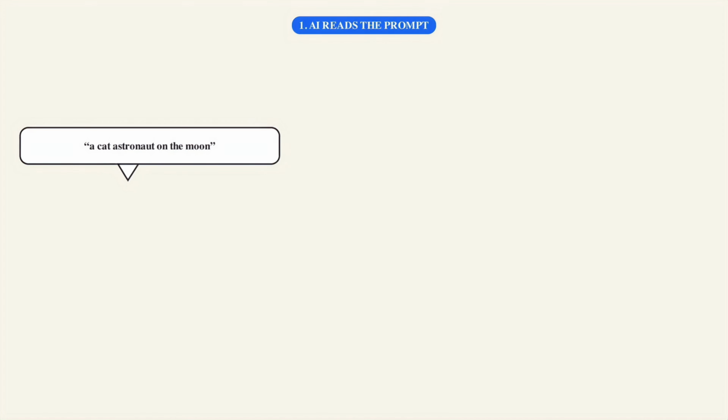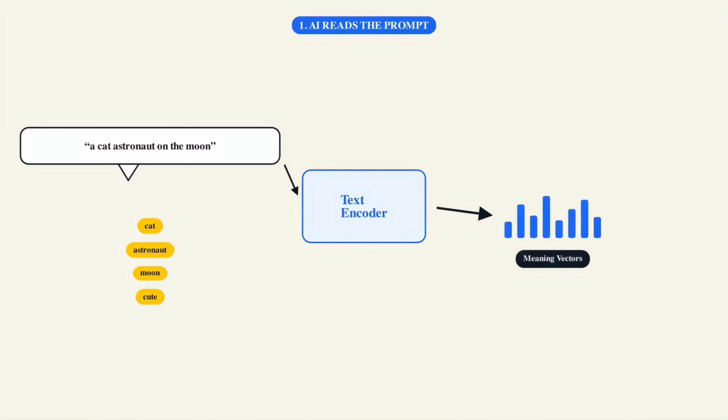First, AI reads your prompt, but not like a human reading a sentence. It breaks the words into useful pieces: cat, astronaut, moon, and cute. Then, those words become meaning vectors, basically directions for the image.